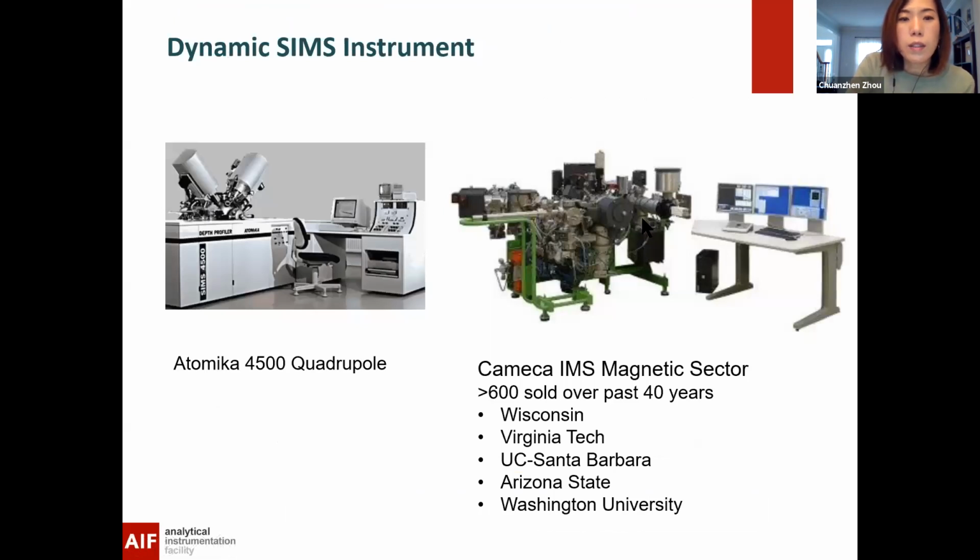All right, so here are a few dynamic SIMS instruments. This is the Atomika 4300 quadrupole. The quadrupole means the mass analyzer. And this is the Cameca magnetic sector. In this instrument, the mass analyzer is a magnetic sector. There are several universities around the United States that have this type of instrument. This instrument gives you a really, really good detection limit. You can look at things in parts per million, or for some elements you can even do parts per trillion.